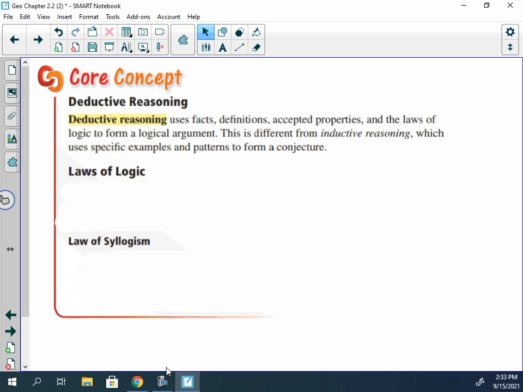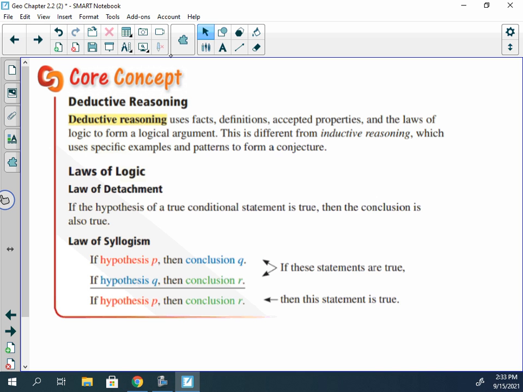Deductive reasoning is going to be using facts, definitions, accepted properties, and the laws of logic. So our law of detachment or the law of syllogism to show that something's true. So we're using facts, we're using properties. We are actually using something that we know to be true to make the statement of what's going on and what is occurring.